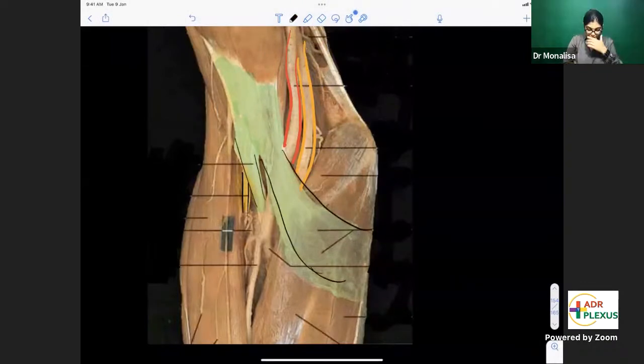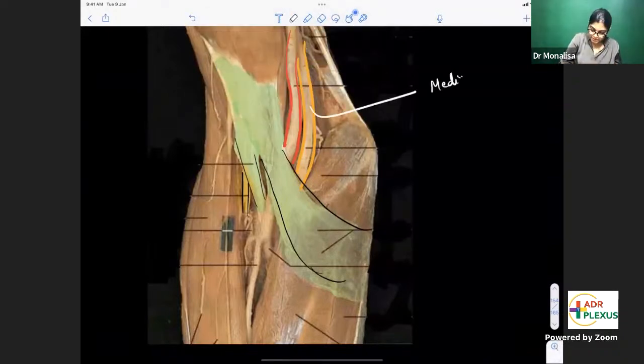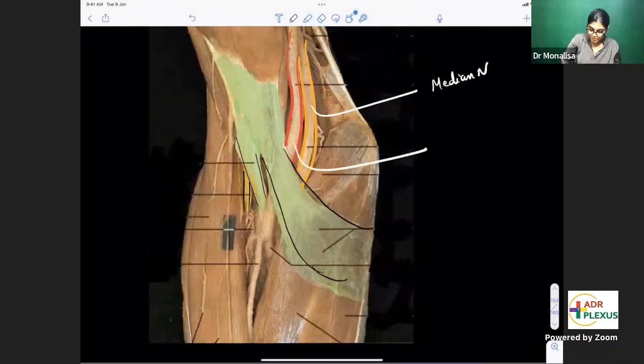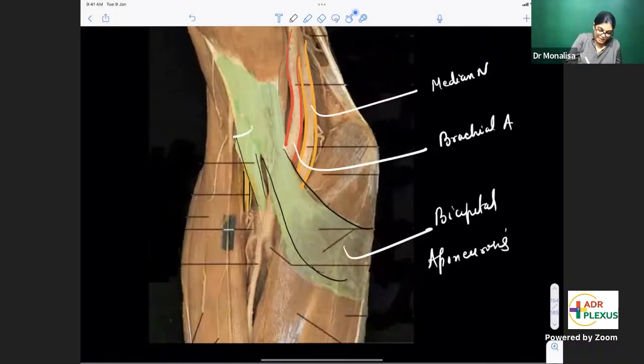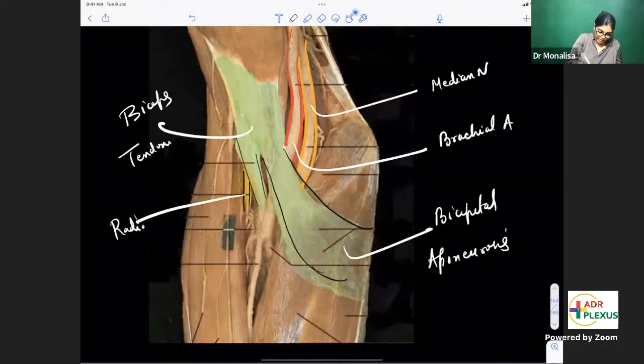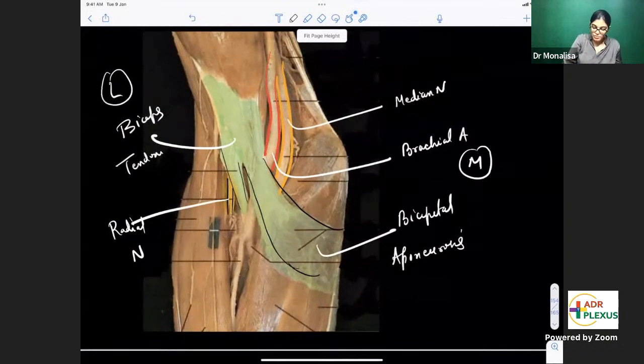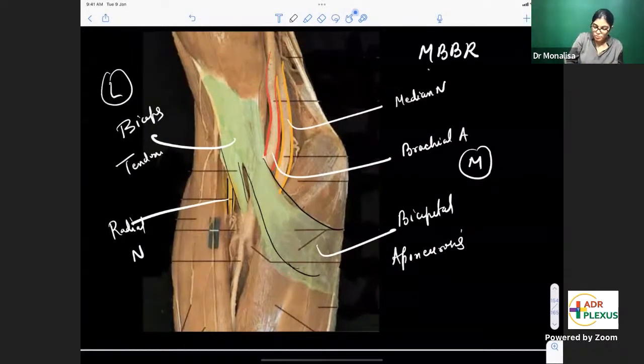So let me come up with the labeling. This is the medial most structure. This is the median nerve. This will be the brachial artery. This is the bicipital aponeurosis, and actually the hint is provided by bicipital aponeurosis, which is seen medially. This is the biceps tendon, and the lateral most structure is the radial nerve. So actually this side is M for medial and this side is L for lateral, and the structures will be M, B, B, R if we move from medial to lateral.